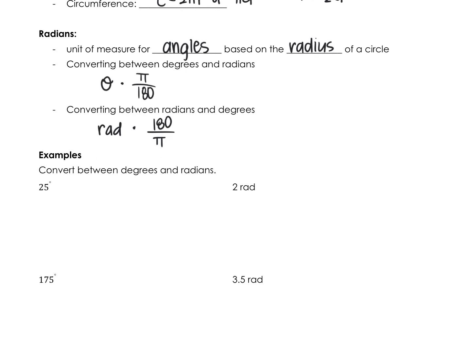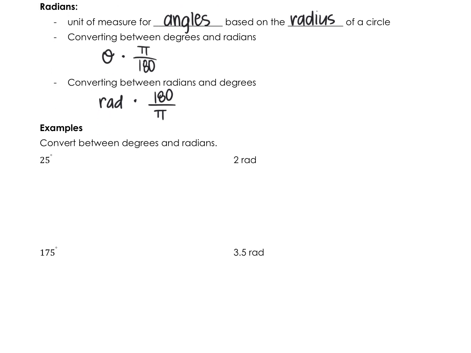Okay. Let's look at a few examples. So we have 25 degrees, and we want to convert that to radians. So I'm going to take my 25 degrees and multiply it by pi over 180. Now, when we're converting between radians and degrees, we don't get rid of the pi. Our answer is actually going to be left in terms of pi. What we do is we simplify the degree measure and the 180.